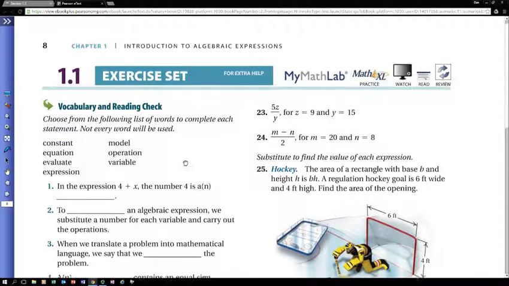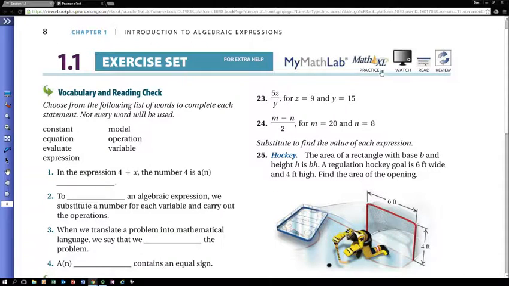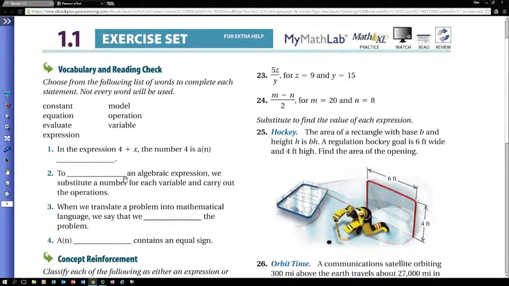And there we are at the homework, and you can do your math lab practice. Again, your goal is, when you get through all the problems in this homework, that you have 100%. Good luck.